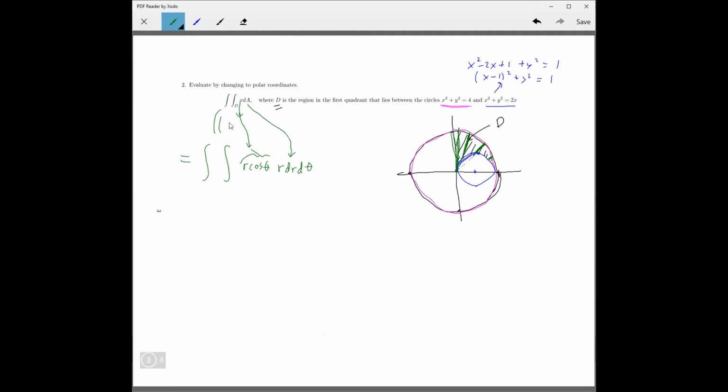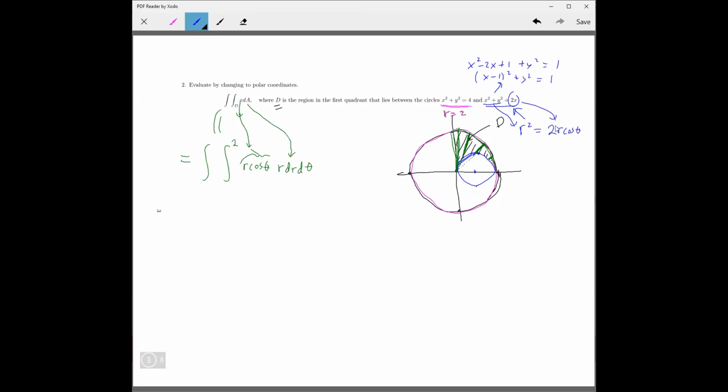Okay, now the upper limit's going to be 2, because this whole circle is basically r equals 2. This outer circle, the equation is r equals 2. This inner circle, this blue one, the left-hand side is r squared, right? And the right-hand side is 2r cosine theta.